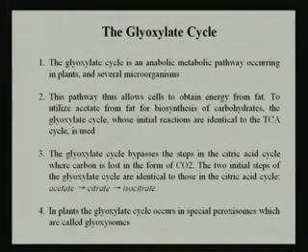Now, coming to the last cycle, that is the glyoxalate cycle. The glyoxalate cycle is an anabolic pathway which occurs in plants and several microorganisms. This pathway thus allows the cell to obtain energy from fat. It utilizes acetate from fat for biosynthesis of carbohydrate. The glyoxalate cycle's initial reactions are identical to those of the TCA cycle.